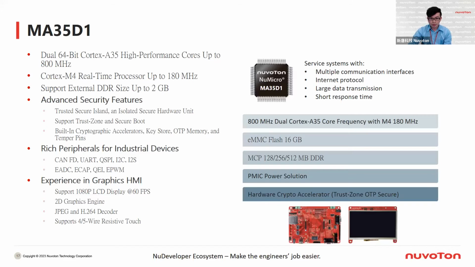For HMI applications, the MA35D1 can support an HD LCD and has 2D graphics acceleration and a JPEG decoder, along with other features. It also supports external DDR size up to 2 gigabytes.